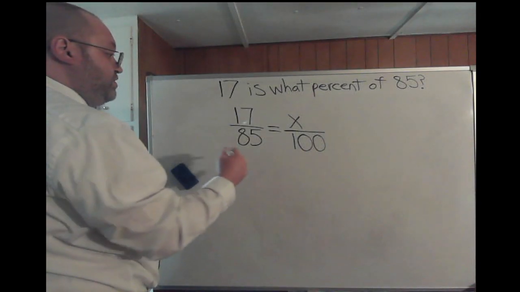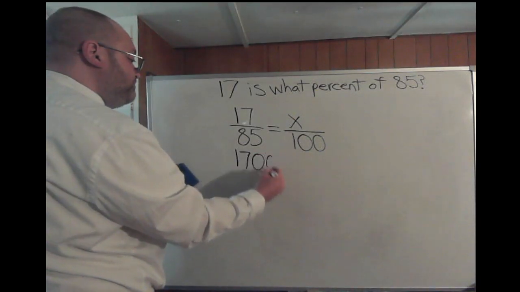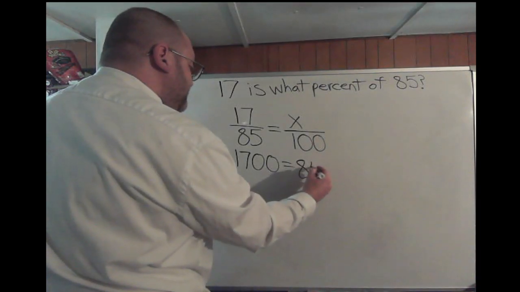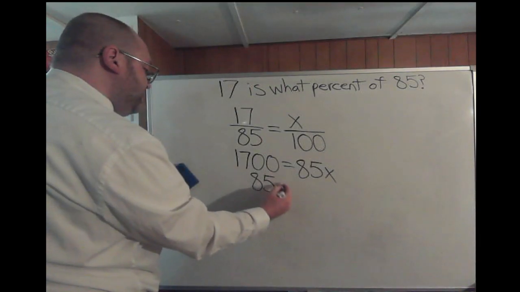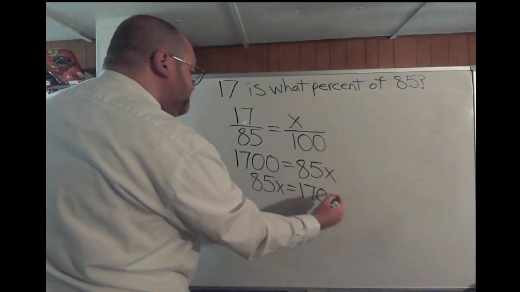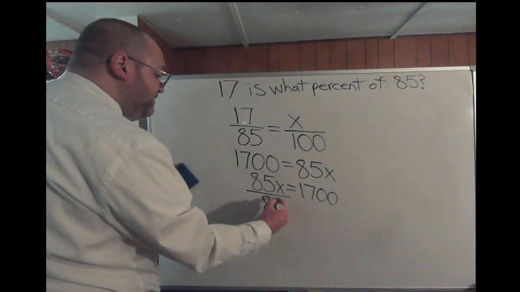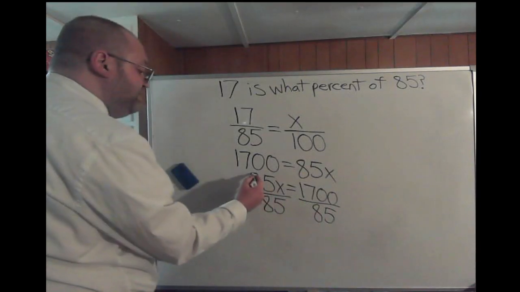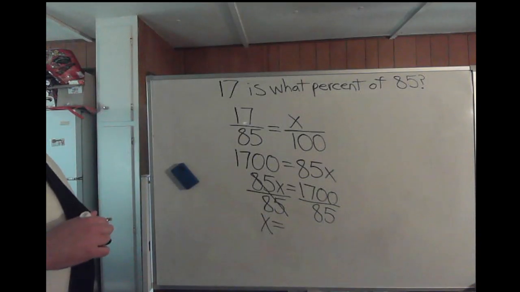Well, we can do the cross product here. 17 times 100 is going to be 1,700. Then you have that equal to the cross product of 85 and x, which would just be 85x. I'm going to switch these around for simplicity's sake. We'll have 85x is equal to 1,700. Alright, so in order to get x by itself, we divide both sides by 85. Well, on the left side the 85s cancel out, you're left with x. That's equal to 1,700 divided by 85.